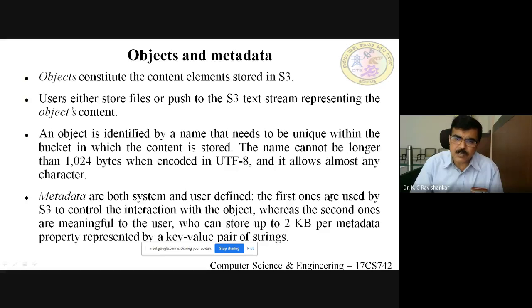The first one is used by S3 to control the interaction with the object, whereas the second one is meaningful to the user. The first is related to the file: how the file is saved, which location, what is the size, all that information will be there. It is related to the system, and the rest, like the name of the object, will be related to the user. The user can also see that information. It can store up to 2 KB of metadata property represented by key value pair of string.